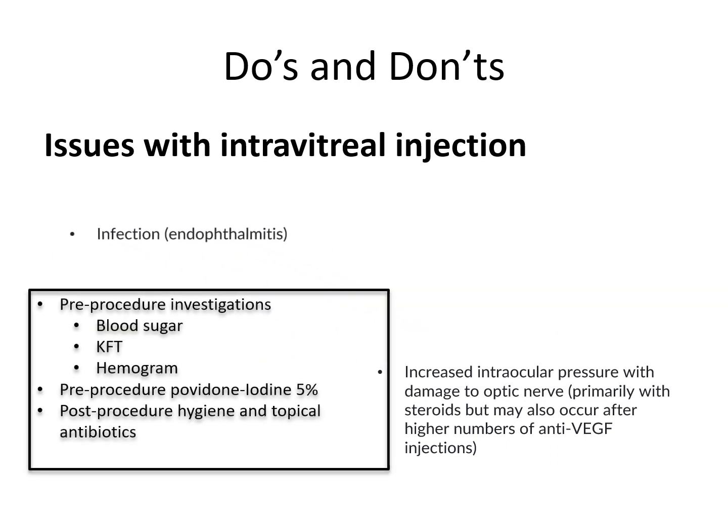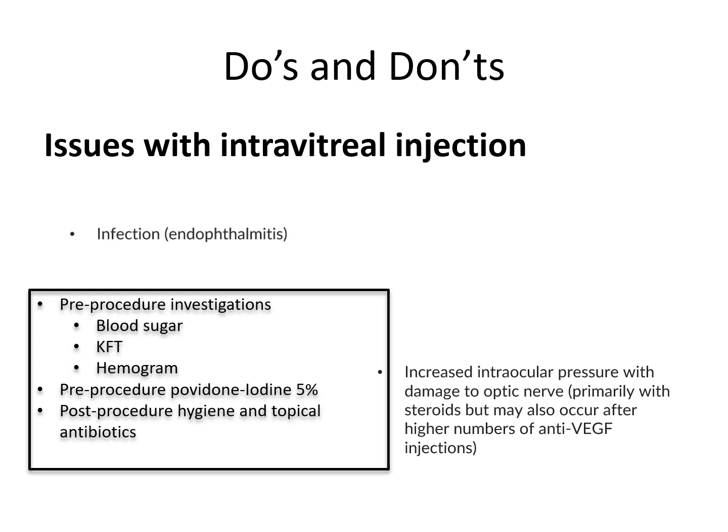Now, endophthalmitis after an intravitreal injection is the most dreaded complication, and this can be avoided if you have pre-procedure investigations like blood sugar, kidney function test, and hemogram, which will eliminate the possibility of an immunocompromised state, so that there is no increased chance of opportunistic infections.